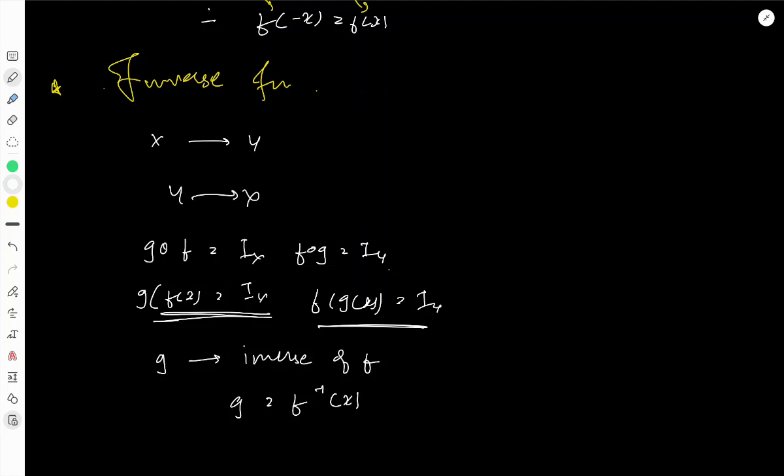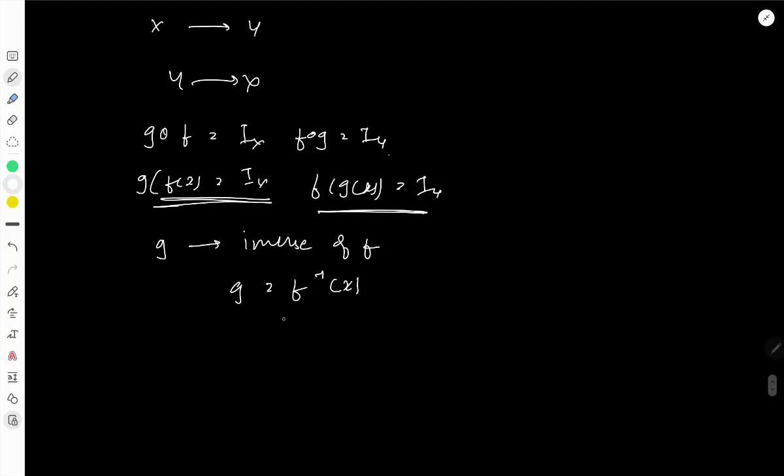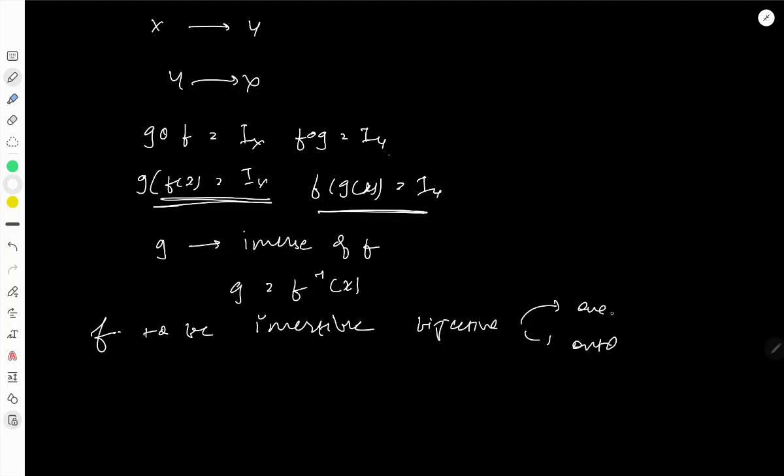So if f is invertible, then f must be bijective. For the function f to be invertible, it must be bijective. Bijective means two things: onto and one-to-one. It must be a one-to-one function and an onto function.